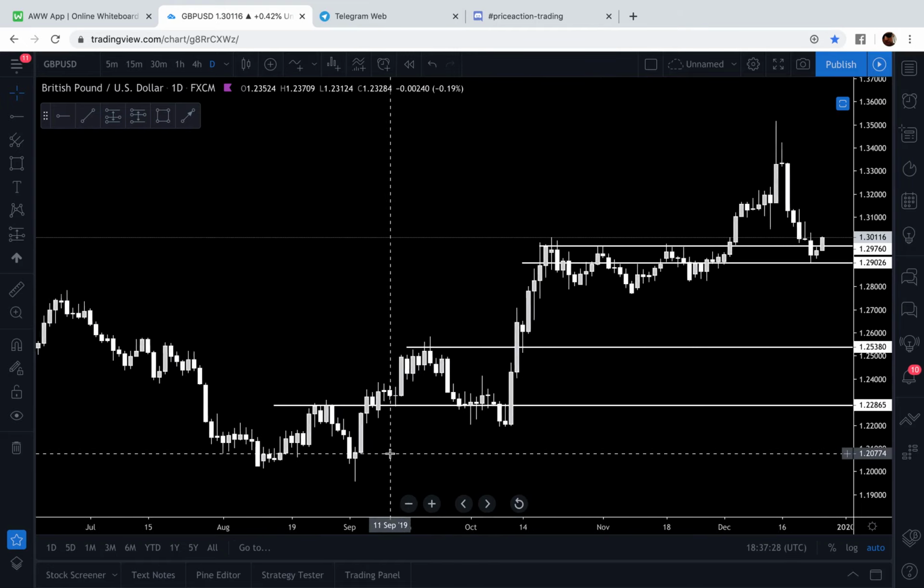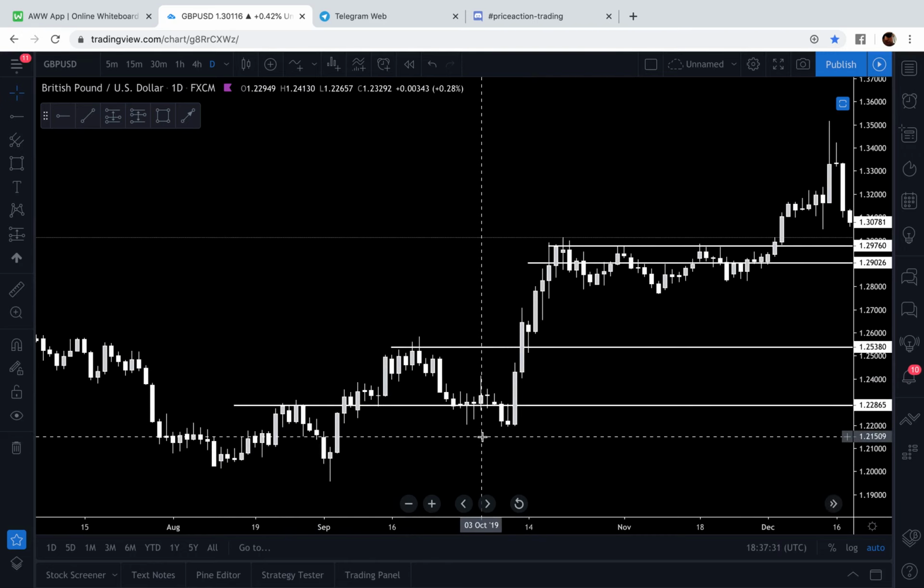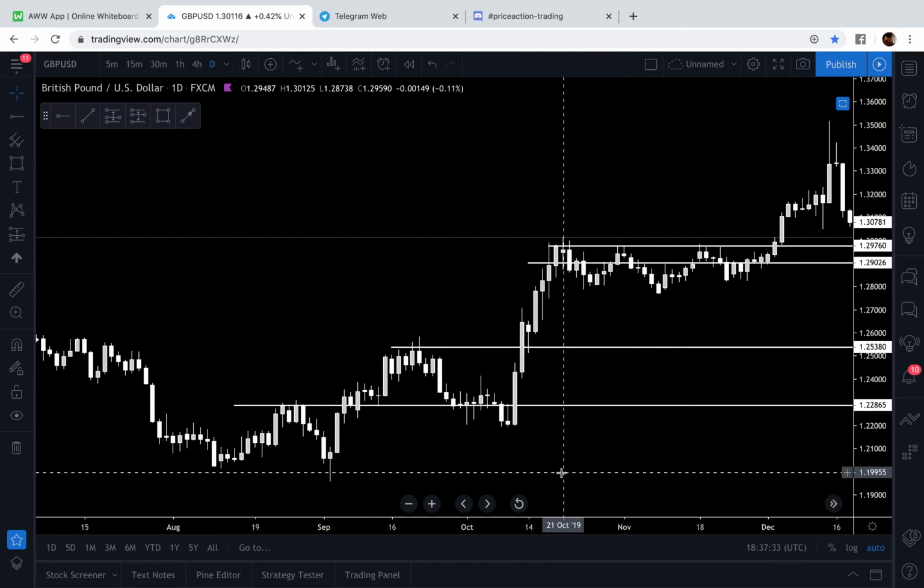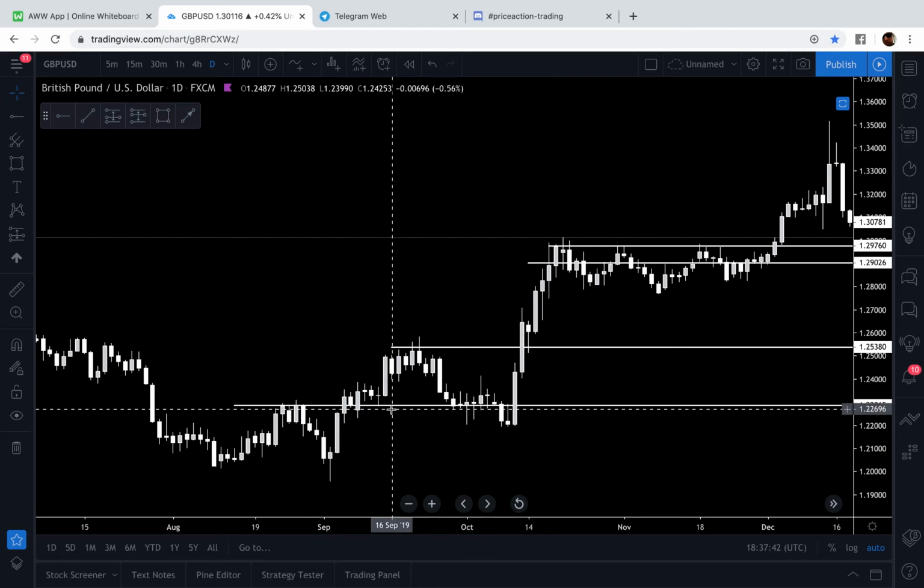The first question you've got to ask yourself when you're looking at these levels in your chart is: is price breaking through it a lot, or is it very clearly respected? Respected means that price just comes to the level and bounces away most of the time. And let's look at this one, for example.